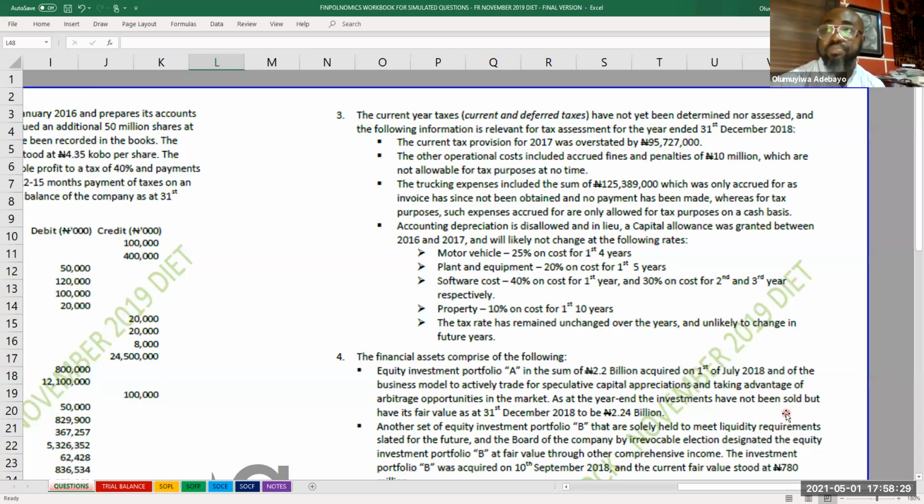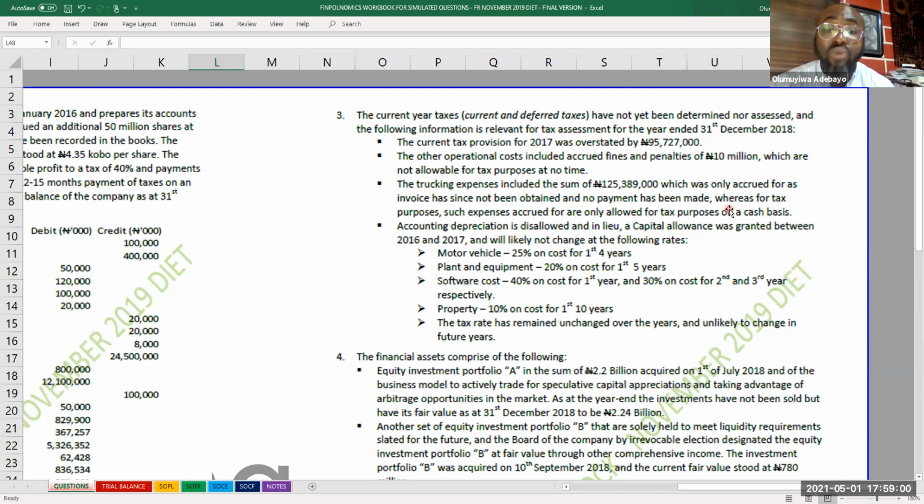Okay. Yeah, go ahead. The current year taxes, current and deferred taxes, have not yet been determined nor assessed. And the following information is relevant for tax assessment for the year ended 31st December 2018. The current tax provision for 2017 was overstated by 95,727,000. Let's stop at that. We'll be picking it one by one.